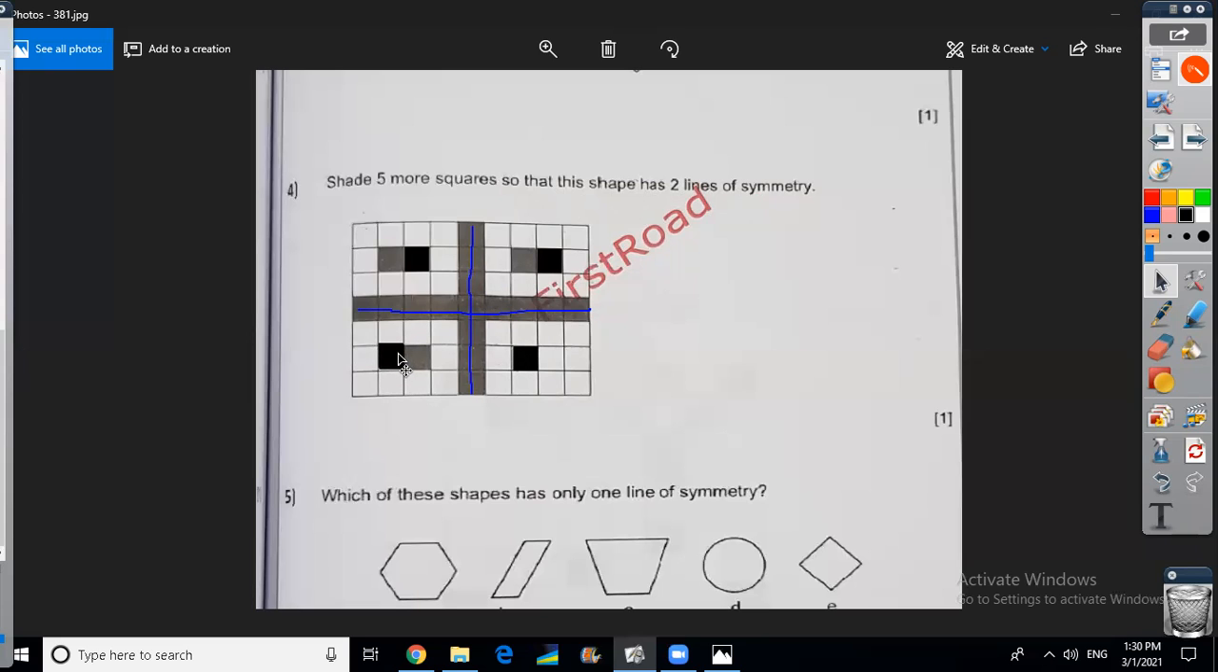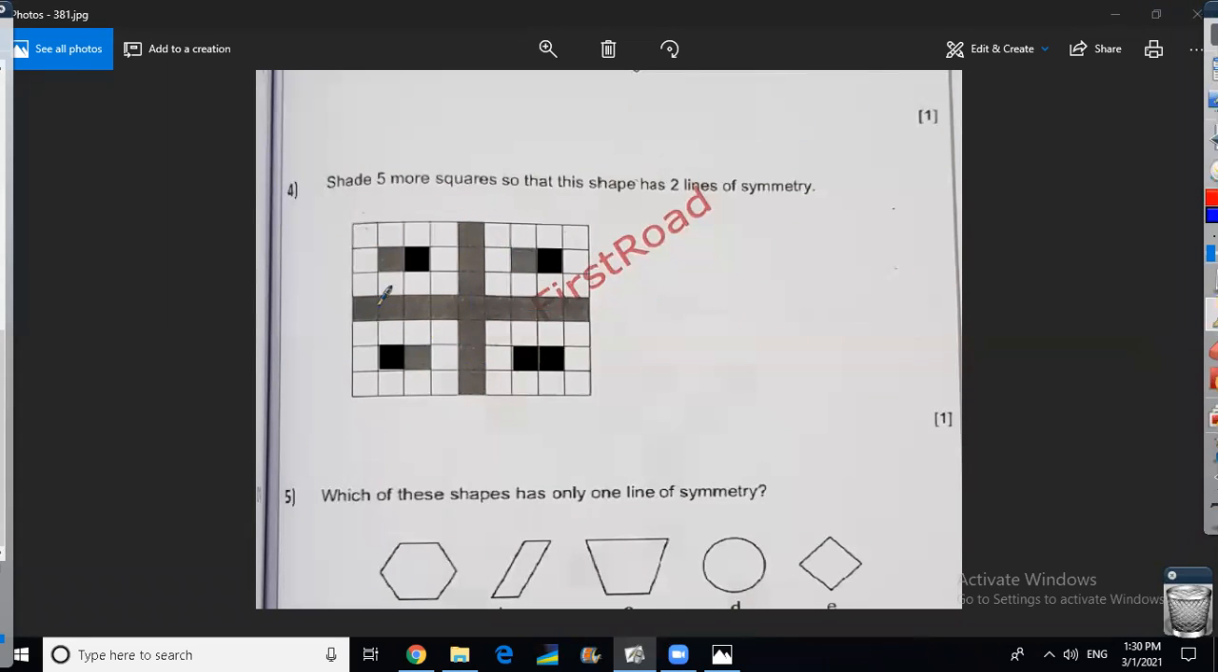This square must be reflected. 1 square, 2 squares, then middle line. So 1 square, 2 squares, then shade. Oh, look at this now. I'm gonna erase this line. And look at this, guys. Yes, these now have become 2 lines of symmetry. They are reflected exactly the same. If I folded this part over this part, they're going to match up exactly.